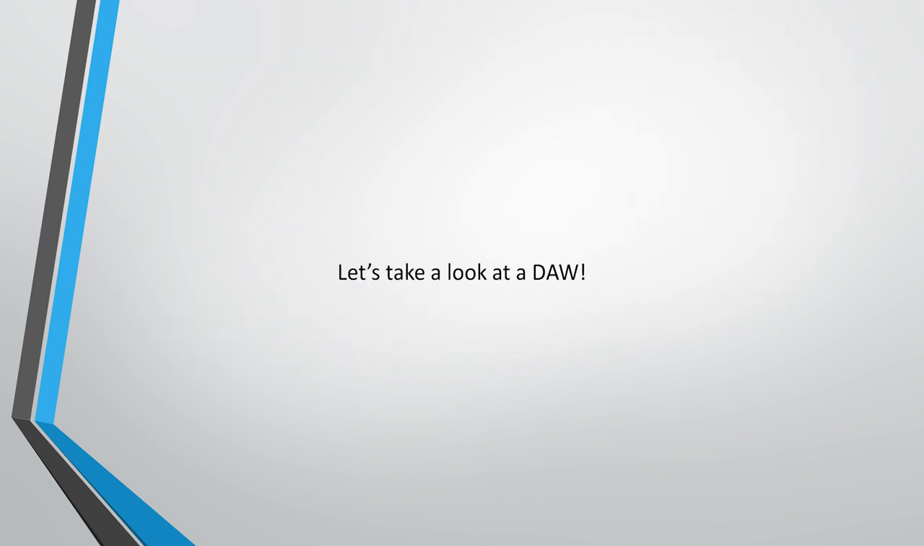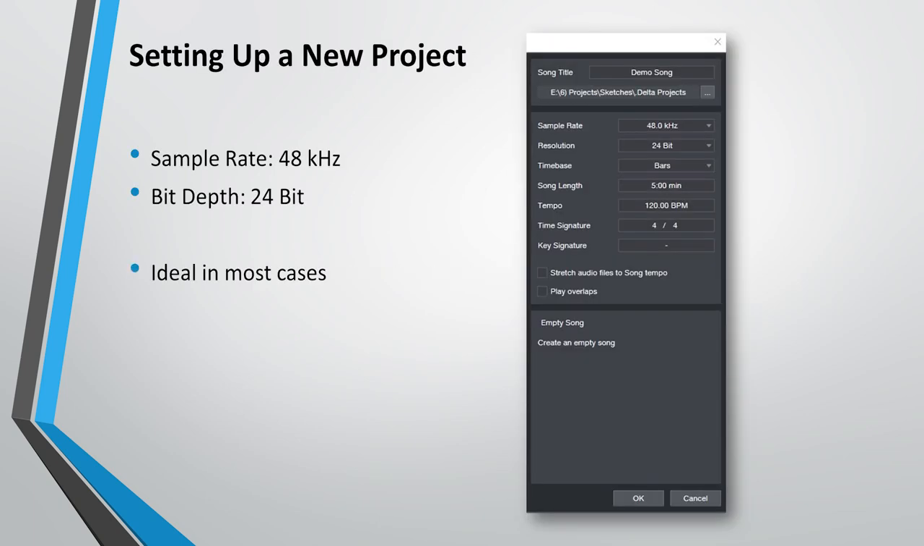Okay, now what you've probably all been waiting for, let's take a look at a digital audio workstation. Before that, when you set up a new project, my recommendation is to set it at 48 kilohertz and 24 bit. So you have your sample rate and your bit depth.